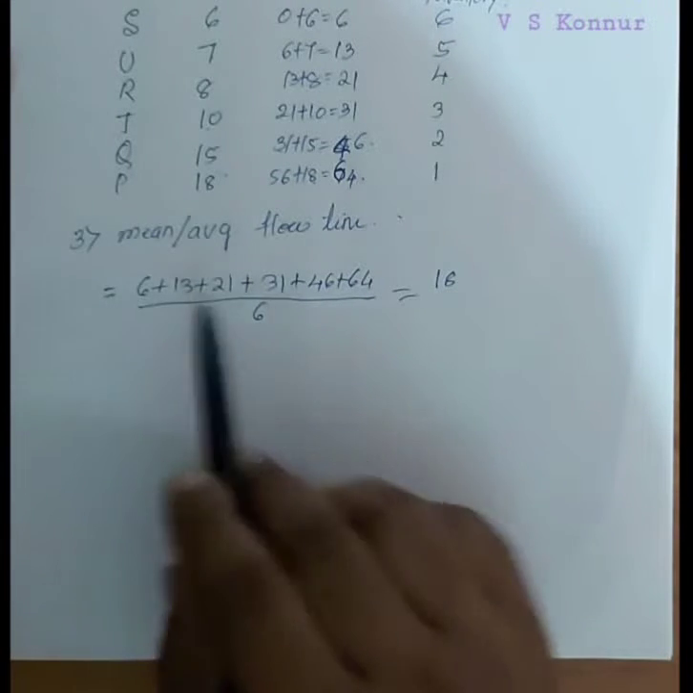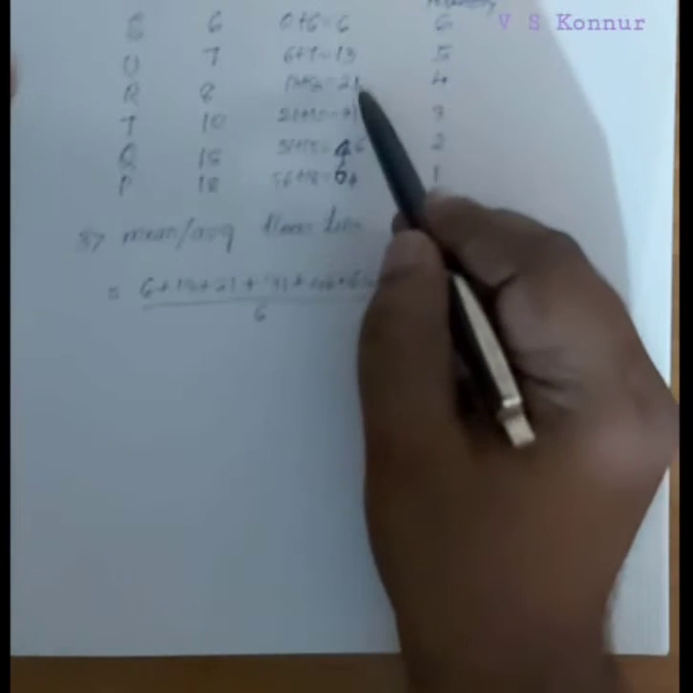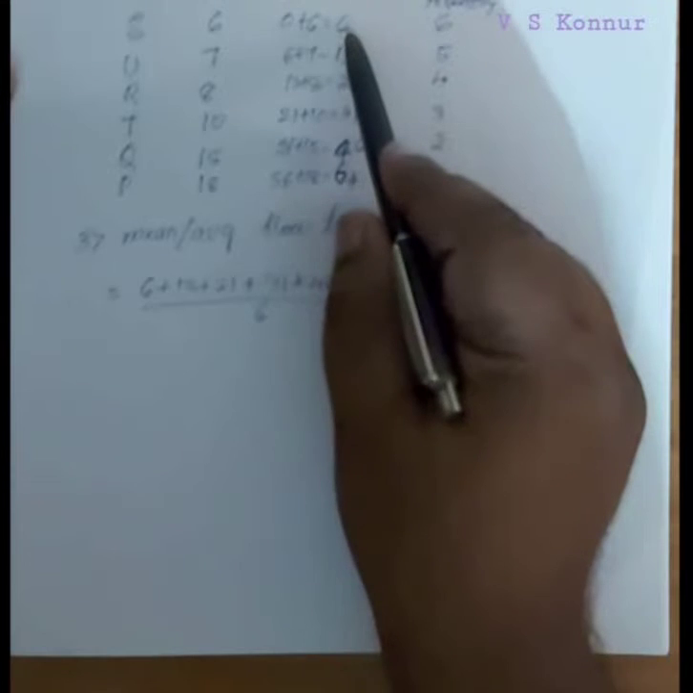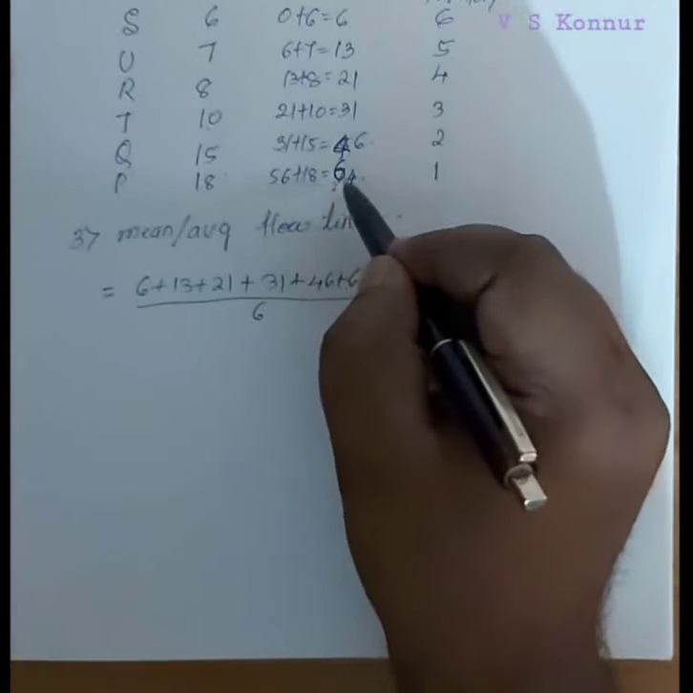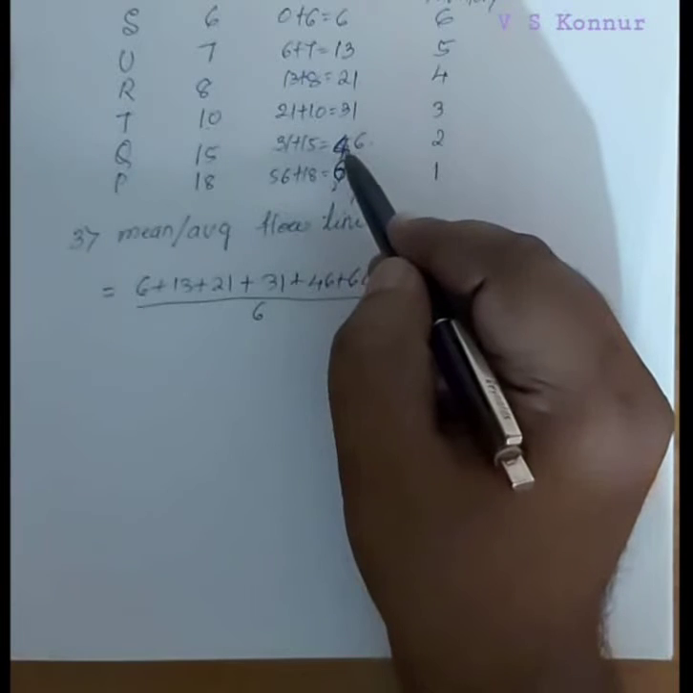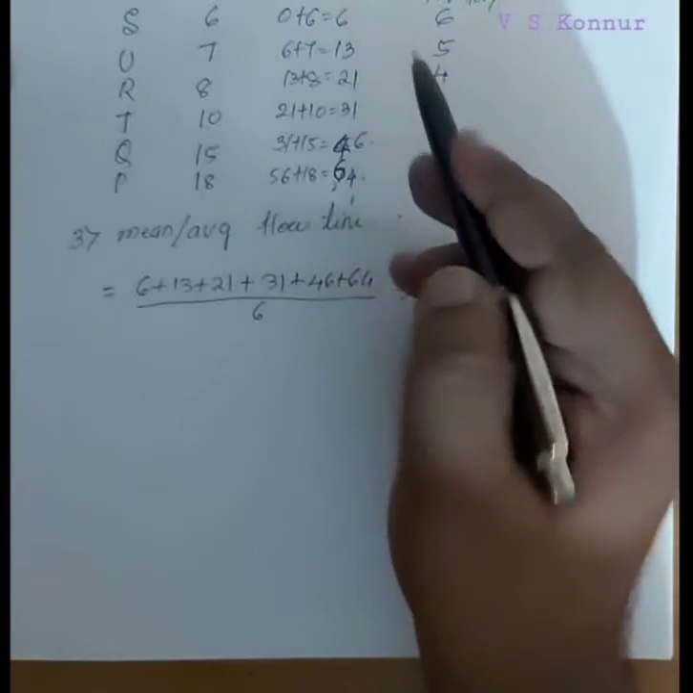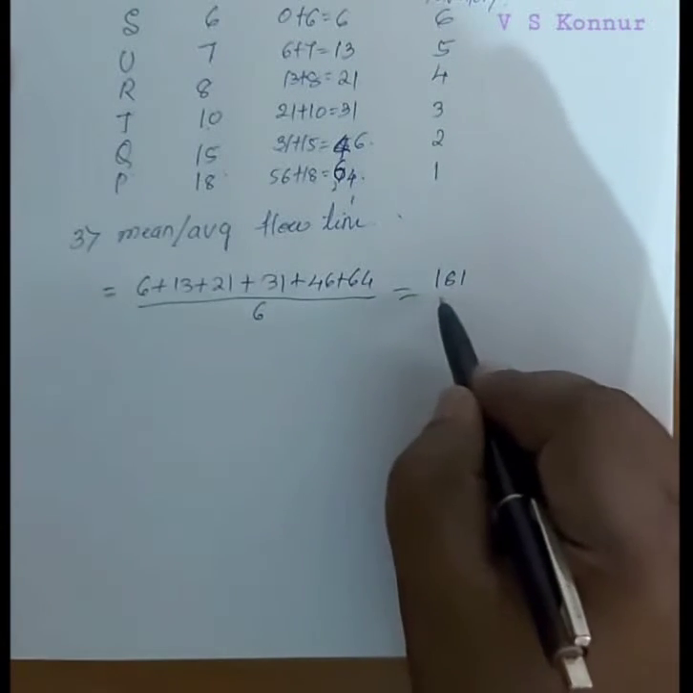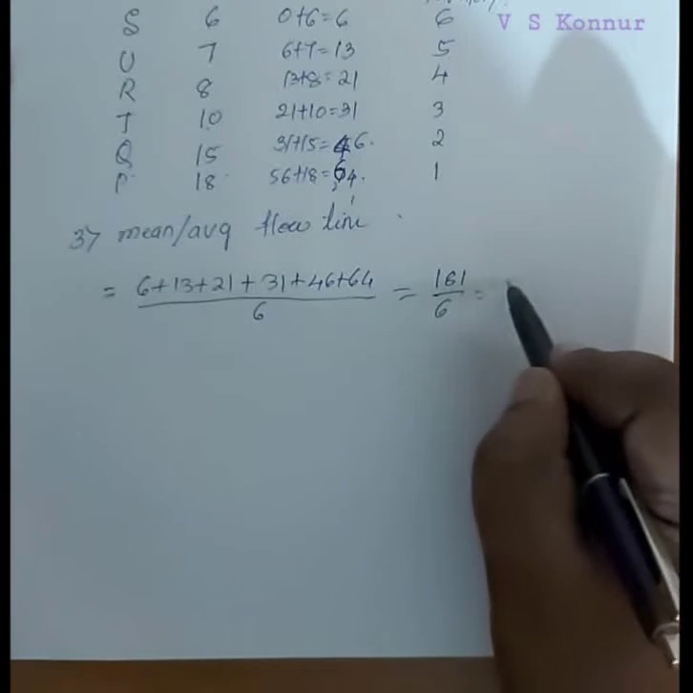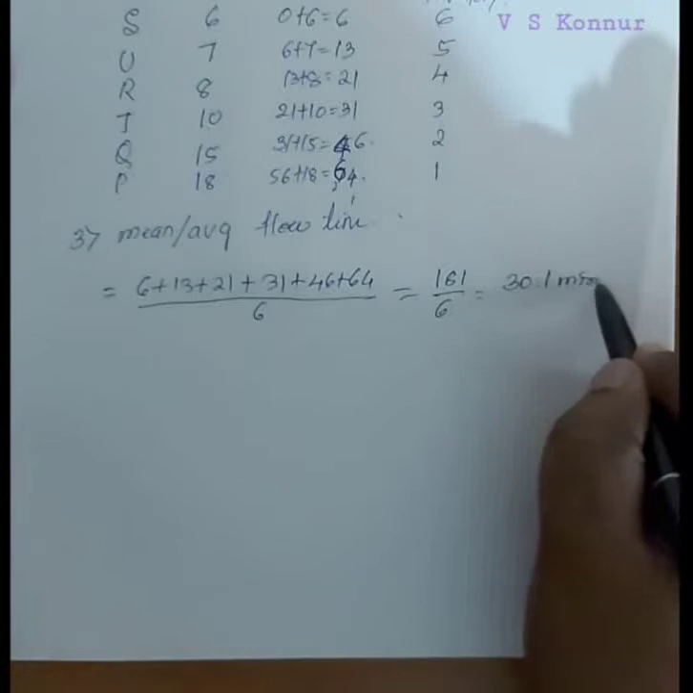15 we will get, or you can check here only. 6 plus 4 is 10, 11, 12, 13, 14, 15, 15 plus 6 is 21. 2 plus 6, 8, 8 plus 4, 12, 12 plus 3, 15, 15 plus 2, 17, 17 plus 1, 18. 181 we will get. So divided by 6, we will get 30.1 minutes.